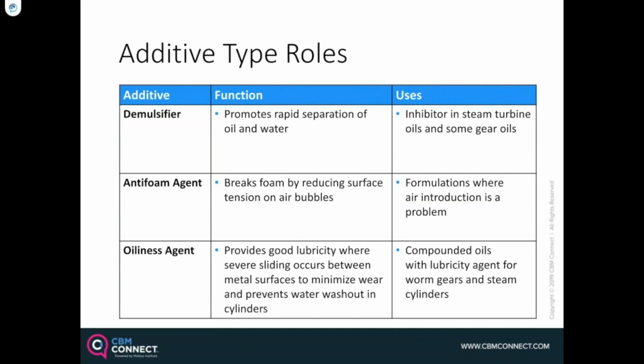Oiliness agent, these used to be used quite a bit in compounded fluids. Compounded fluids were used in what we called worm gears at the time. It's still in use today. There's synthetics that can be used in worm gears, but that's what we mean when we talk about an oiliness agent.